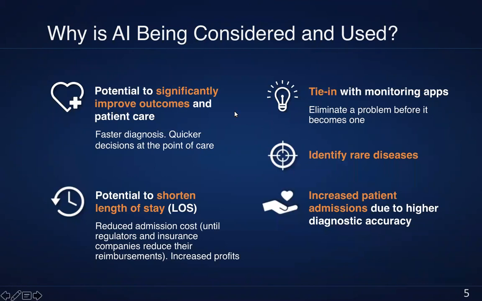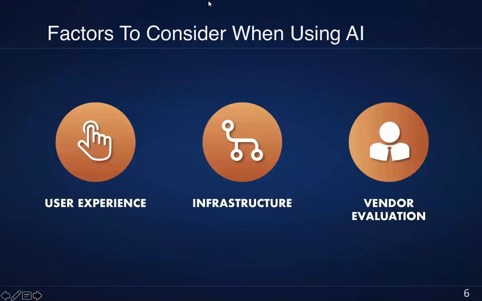There's also a tie-in with monitoring apps. It can definitely eliminate a problem before it becomes one. Identifying rare diseases is interesting, and it makes for great press, but it's such a small percentage of what AI does. It just looks good. And again, increased patient admissions due to higher diagnostic accuracy ties back in with increased profits. There are several factors that you need to consider when using AI. 1 is the user experience, 2 is the infrastructure, and 3 is the vendor evaluation.